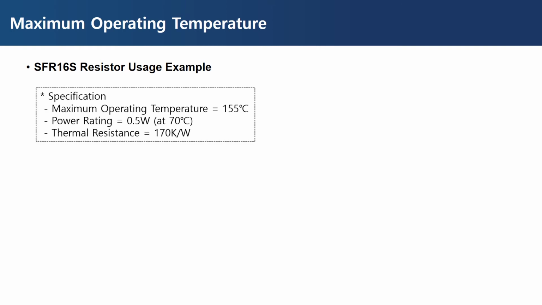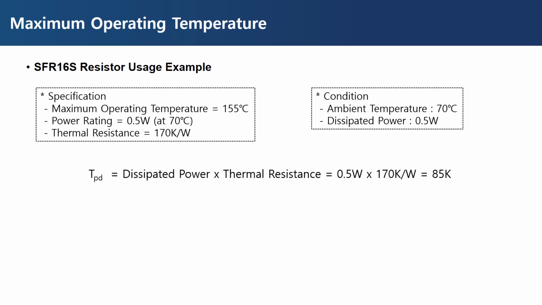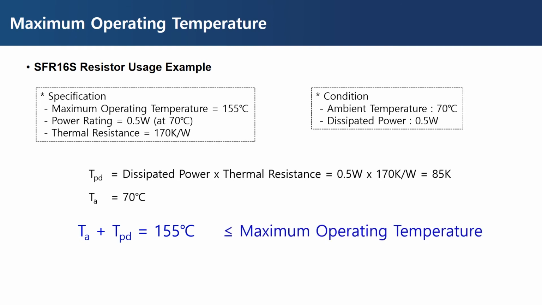Let's take an example of a resistor called SFR16S from the previous table. The maximum operating temperature of this resistor is 155 degrees, the power rating is 0.5 watt, and the thermal resistance is 170 Kelvin per watt. Assuming that this resistor is used to consume 0.5 watt, the heat generated from the power is 85 Kelvin. Since the ambient temperature is 70 degrees, the temperature of the resistor equals 155 degrees by adding these two values.